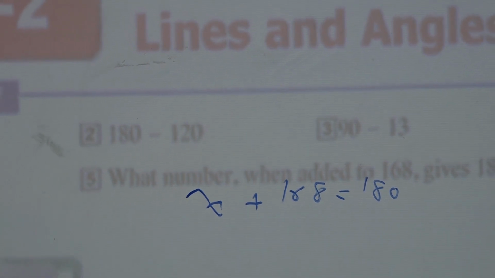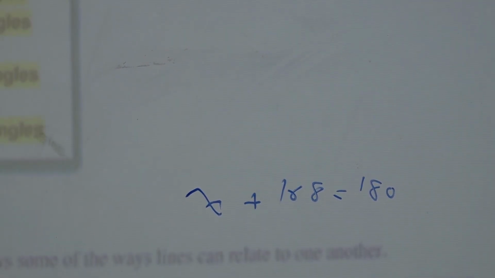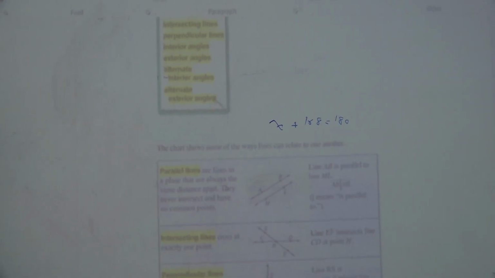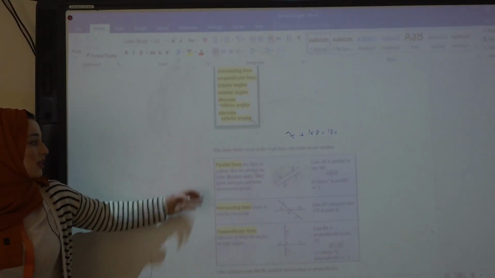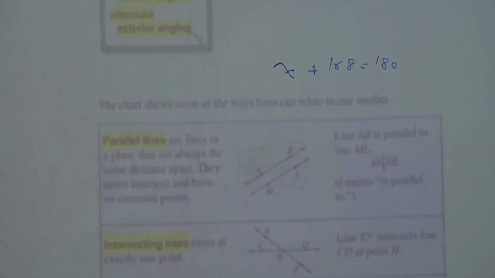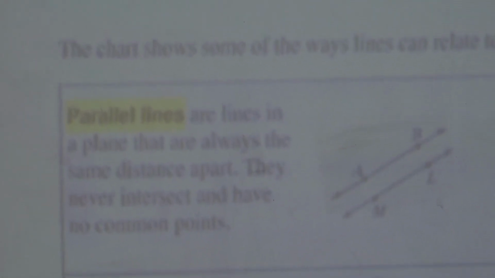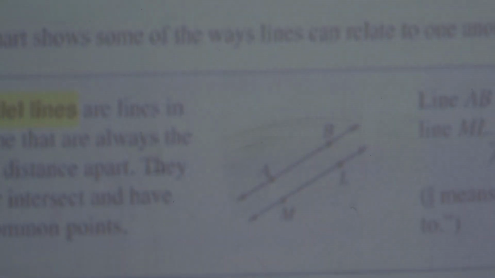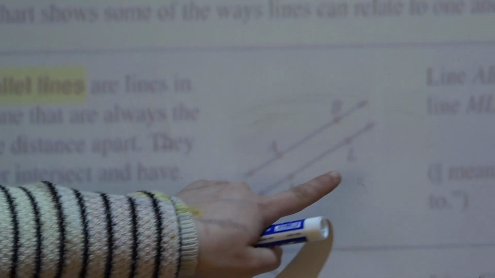Now today we talk about lines and angles. At first we need to talk about the types of lines. We have three main types of lines. The first one is parallel. What is a parallel line? Parallel lines are lines in a plane that are always the same distance apart and never intersect. For example, look, line AB is parallel to line ML. They never intersect.